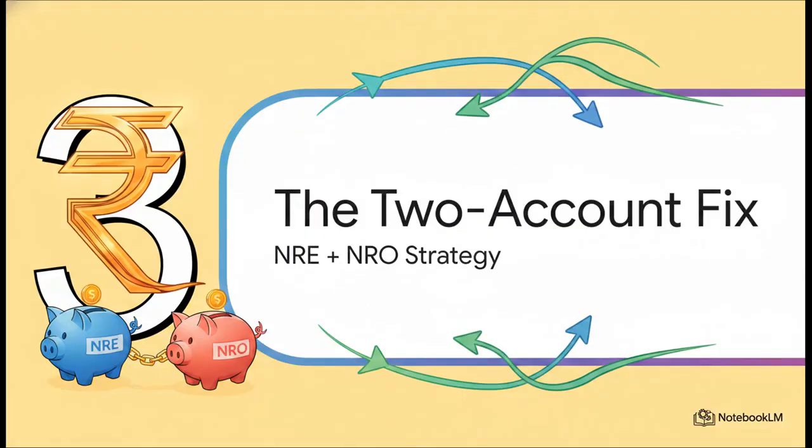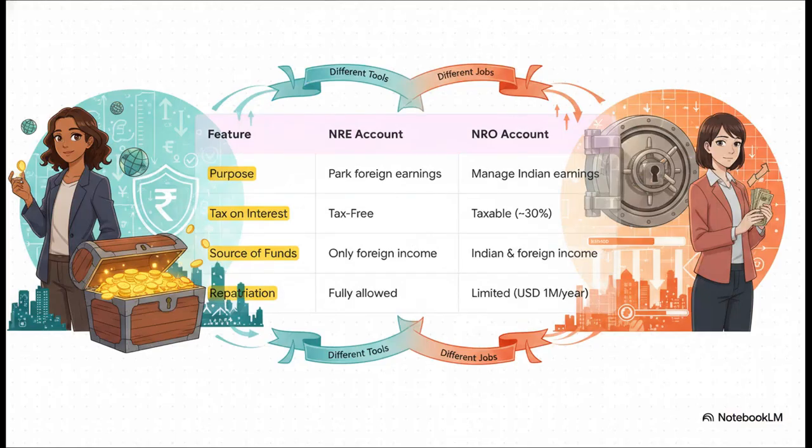So, yeah, that's the problem. It's a big one. But the good news? The solution is incredibly simple. You don't need complex loopholes or fancy accounting tricks. All you need is a straightforward and really powerful 2-account strategy. This chart right here lays it all out perfectly. You've got to think of these accounts as 2 different tools for 2 very different jobs.